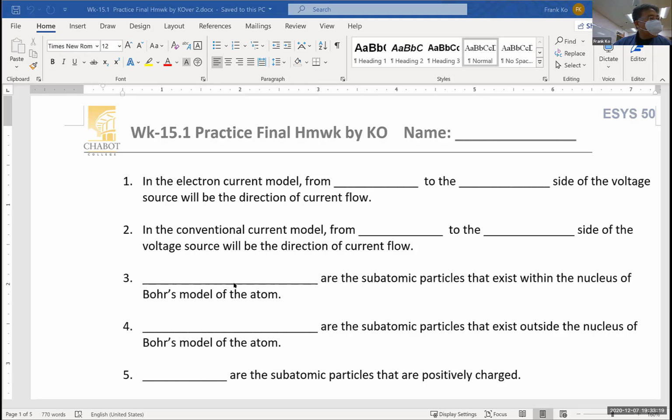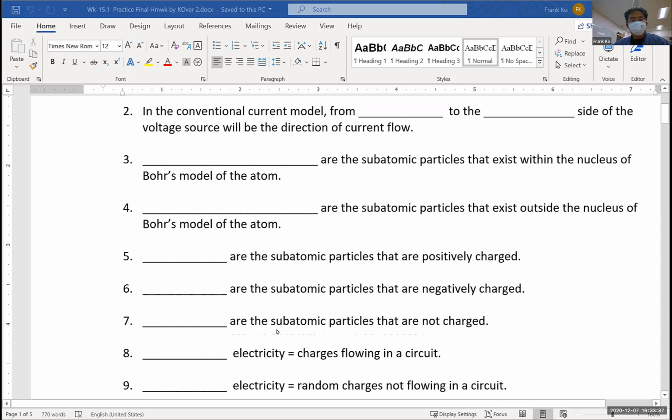Okay, 4, 5, and 6. Question goes to Sarah. Number 4, what subatomic particles exist outside the nucleus? Electrons. Number 5, which are positively charged? Protons. Protons are positively charged. Number 6, which are negatively charged? Electrons. Electrons are negatively charged. Any questions on 4, 5, and 6?